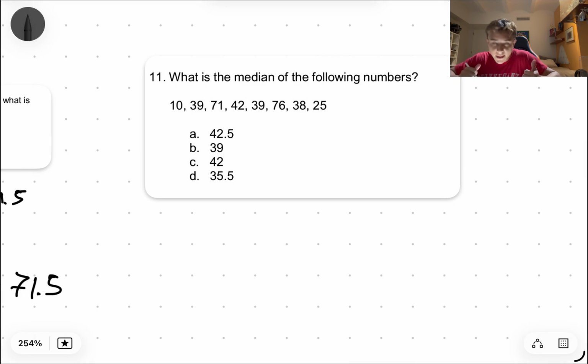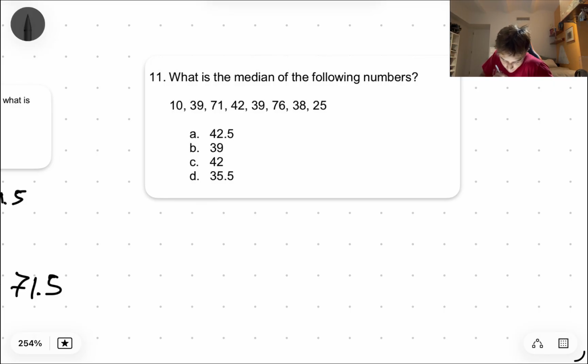And lastly, what is the median of the following numbers? 10, 39, 71, 42, 39, 76, 38, 25. To find the median, the first thing we need to do is put them all in increasing numerical order. So we're going to order them.